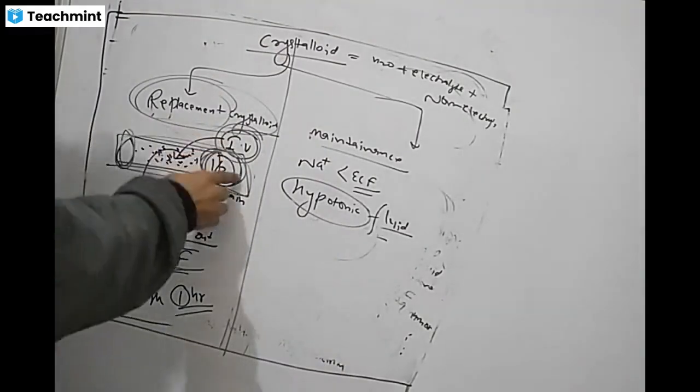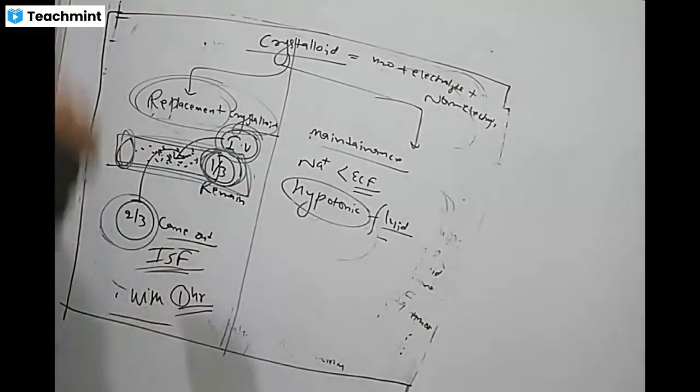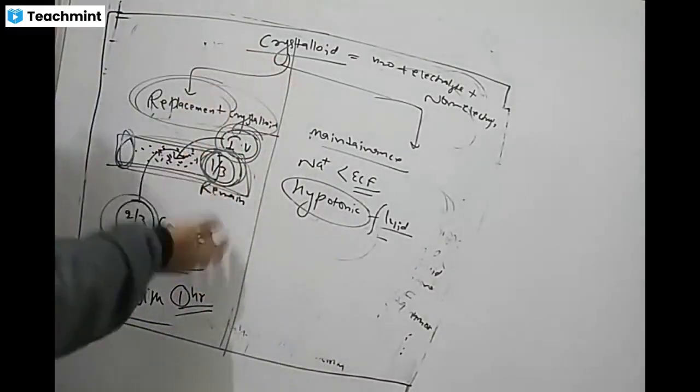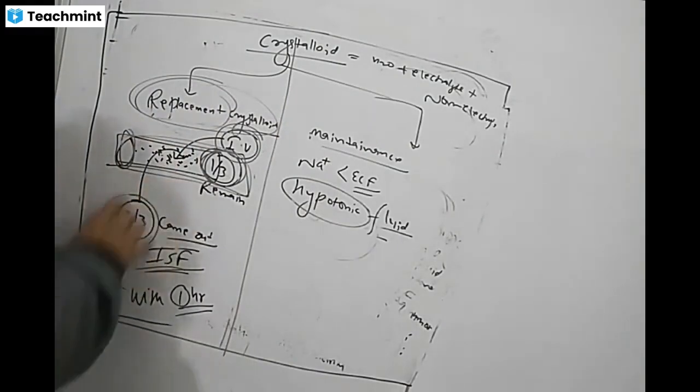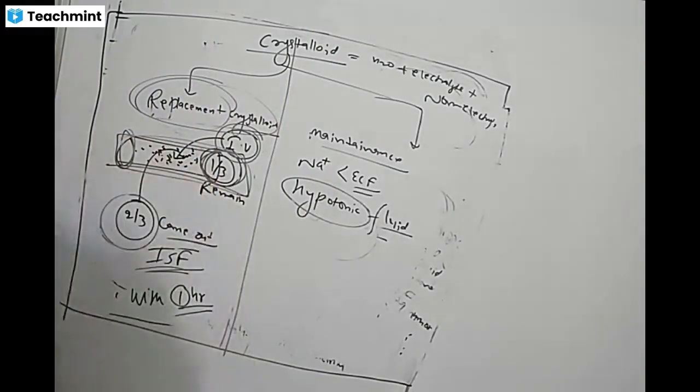If there is hypovolemia, where the blood volume is less, then you have to give a large volume of crystalloid replacement fluid. Why a large volume? Because two thirds will come out and one third is there.